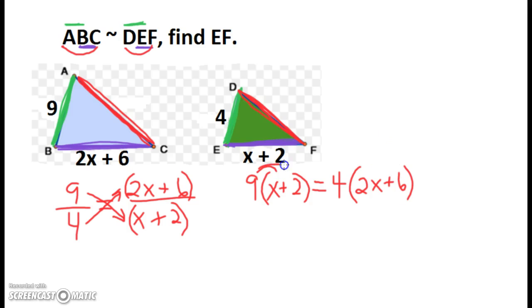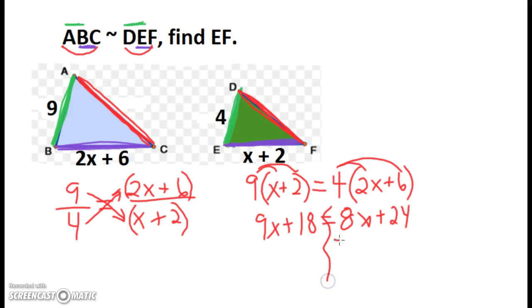So the first thing we need to do is distribute. So 9 times x is 9x, 9 times 2 is positive 18, 4 times 2x is 8x, and 4 times positive 6 is positive 24. Now you're just solving a pretty basic equation. So when you subtract 8x from both sides, you get x plus 18 equals, that cancels out, 24. And you subtract 18 from both sides, and you get x is equal to 6.